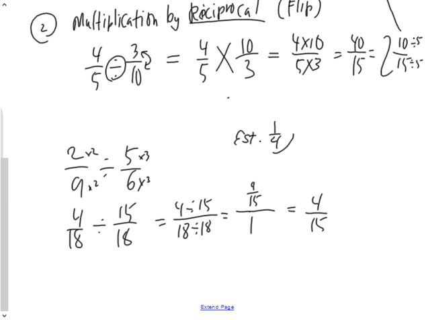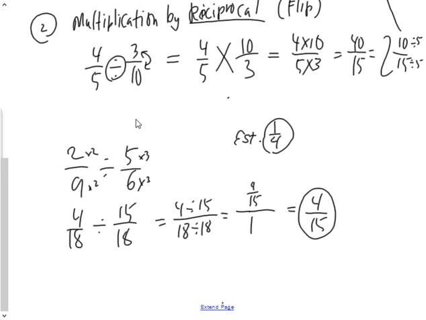Now, looking at your estimation of a quarter, does this seem reasonable? Well, it does, because 4/15 is pretty close to 4/16, which would have been a quarter. So therefore, the answer of 4/15 makes sense according to my estimation.